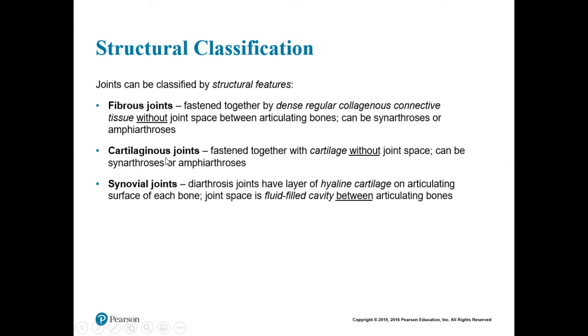Cartilaginous joints, as the name implies, have a piece of cartilage in between the bones. So this one can allow for a limited amount of movement. I'm sure you can think of at least one example of a cartilaginous joint: the vertebrae. The space in between the vertebrae contains a pad of fibrocartilage, so that's a type of cartilaginous joint.